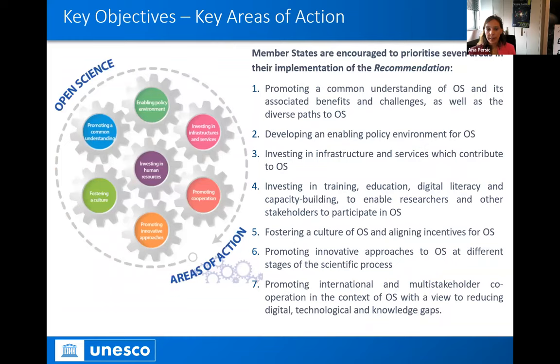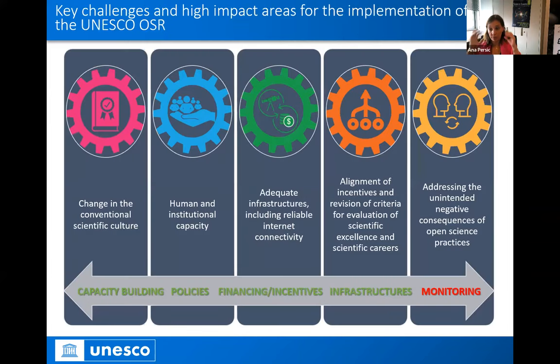The recommendation has some key action areas that go from promoting a common understanding of open science, developing an enabling policy environment, investing in infrastructures and services for open science, investment, of course, in capacity building, training, education, digital literacy, fostering a culture of open science, aligning incentives for open science, promoting innovative approaches for the entirety of the scientific process, and then promoting international multi-stakeholder cooperation. Of course, under each of these areas of action, there are several actions that are stated for different actors. So here now we are at the stage of implementation. As I said, the recommendation was adopted in November last year.